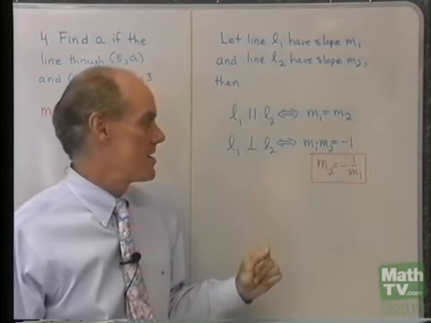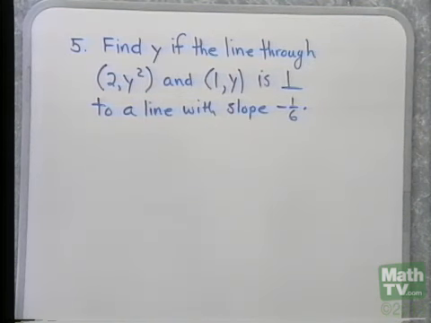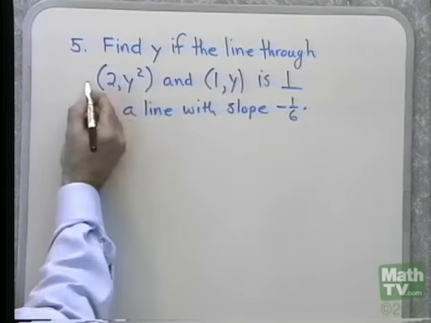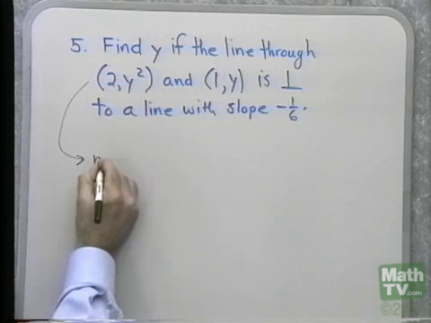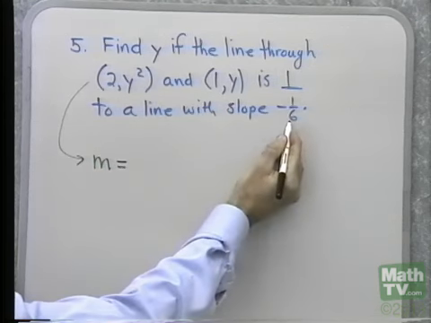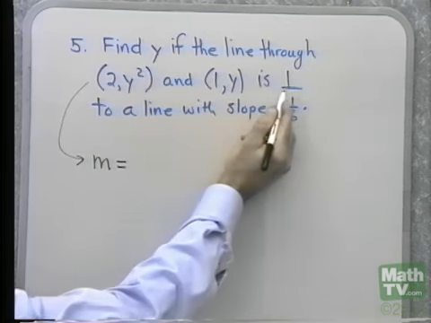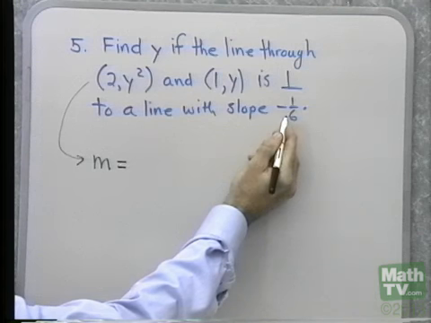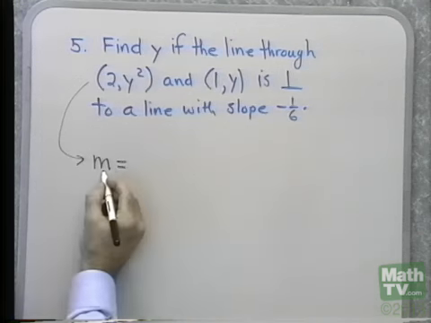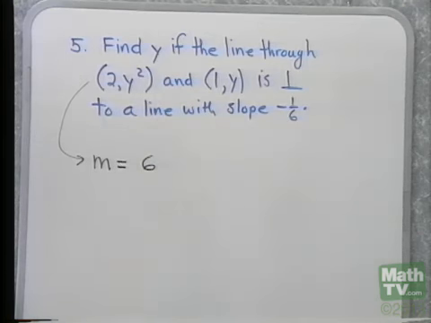So let's look at one last example that involves these formulas. We want to find y if the line through (2, y squared) and (1, y) is perpendicular to a line that has a slope of negative 1/6. So the slope of the line that goes between these 2 points, m, is going to be equal to the negative reciprocal of this, because it's perpendicular. The line that goes through these 2 points is perpendicular to a line that has a slope of negative 1/6. That means that m for the line I'm looking for has to be equal to positive 6.